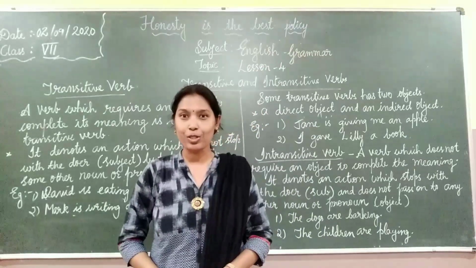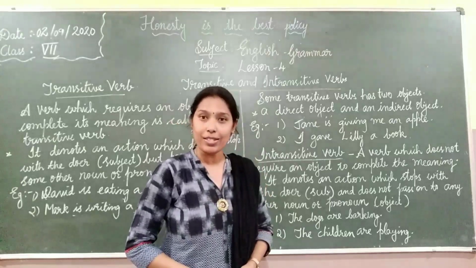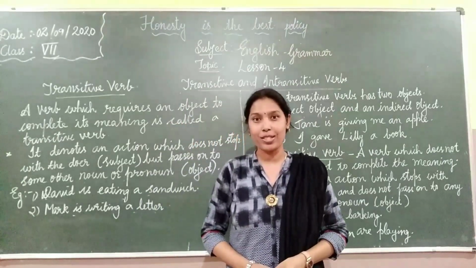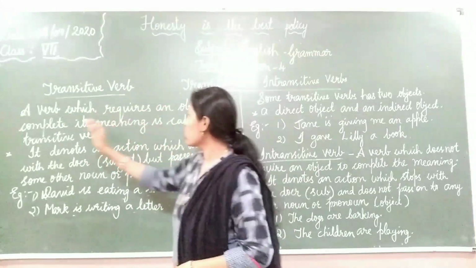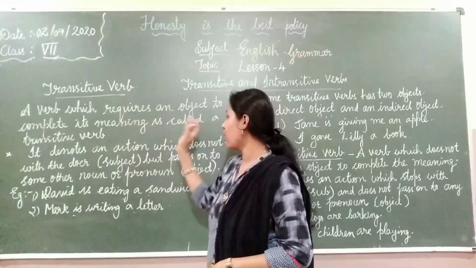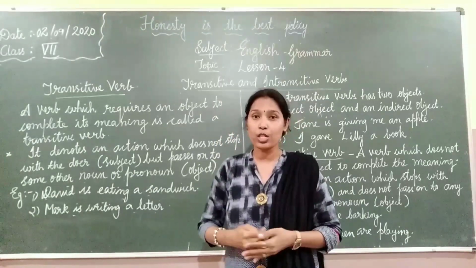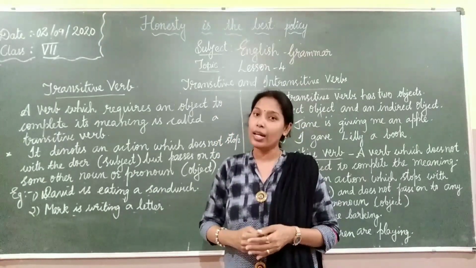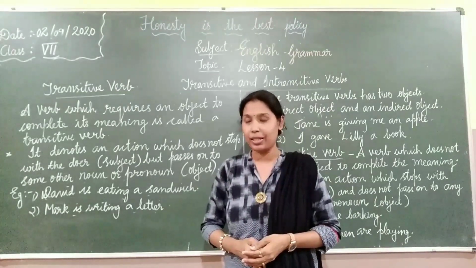Children, today I am going to take English grammar lesson number 4, transitive and intransitive verb. Now let's see what is transitive verb. A verb which requires an object to complete its meaning is called a transitive verb. Without an object, that sentence will be meaningless, incomplete.